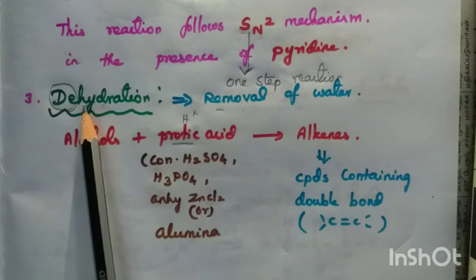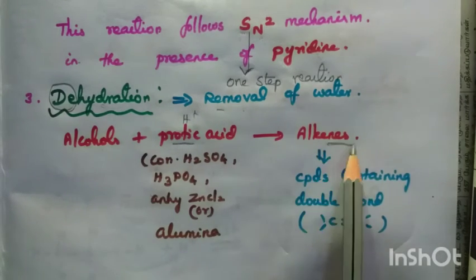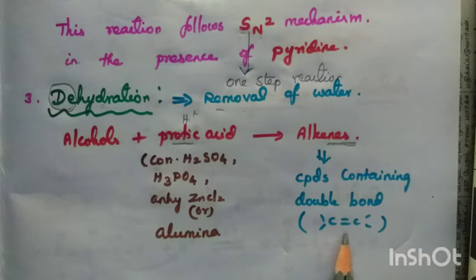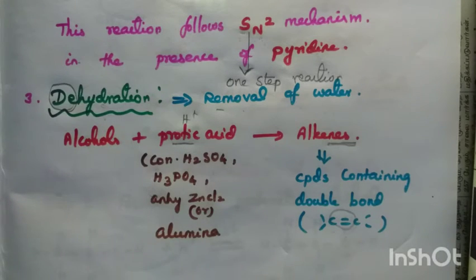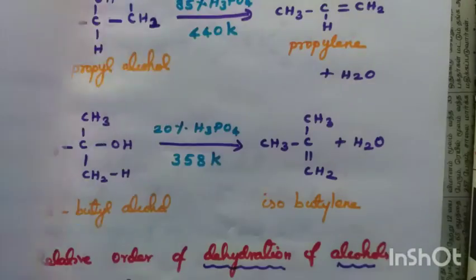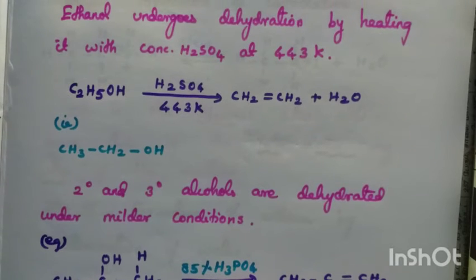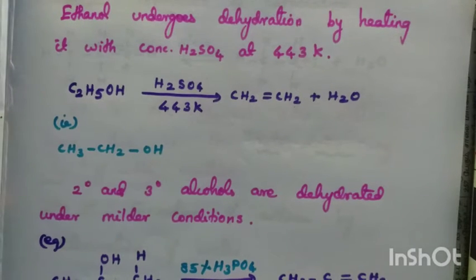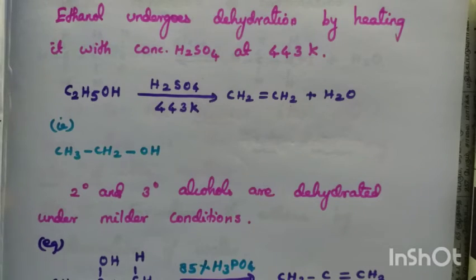Alcohol on dehydration gives alkenes. Enes means compound containing a double bond. So alcohol on dehydration gives alkenes, with this type of dehydration using a protic acid. So now we are going to see the ethanol. Ethanol is nothing but ethyl alcohol. Its IUPAC name is ethanol.